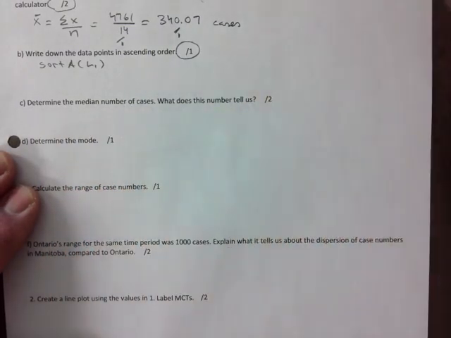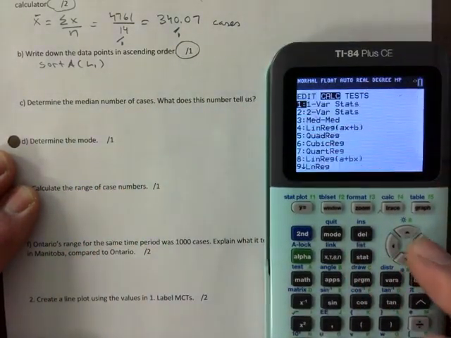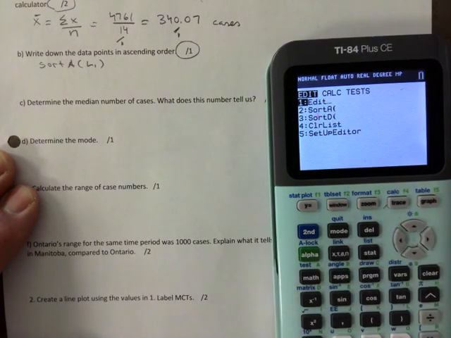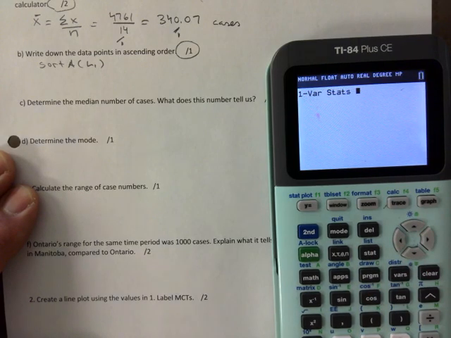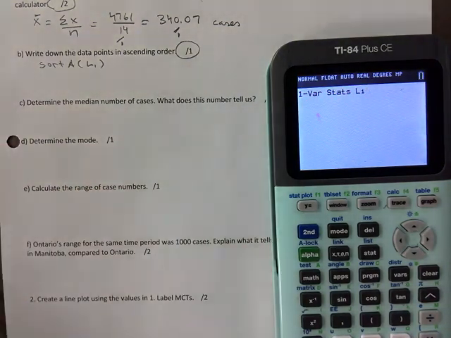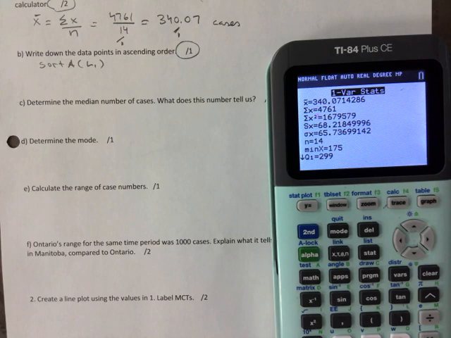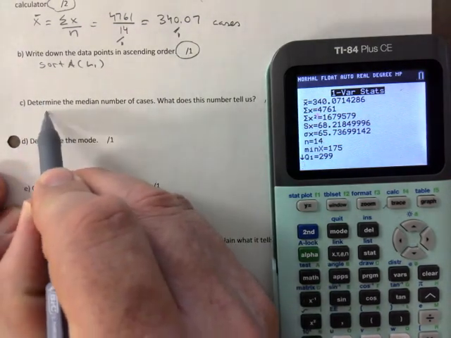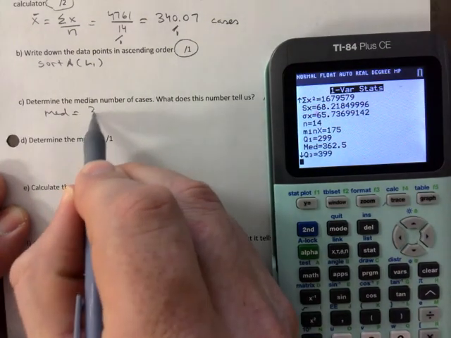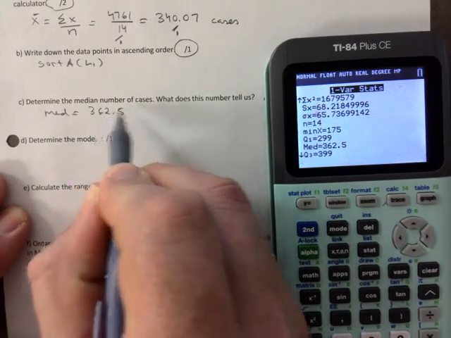Determine the median number of cases. Again, that was already done before. Wait a minute, why did you not do the L1 thing, Mr. Dirksen? It's best to do it because by default it will go to L1, but sometimes you'll go L2, L3, and so forth, right? You'll go to a different column, so it's a good habit to just tell it to go to L1. So the median in this case is 362.5 cases.